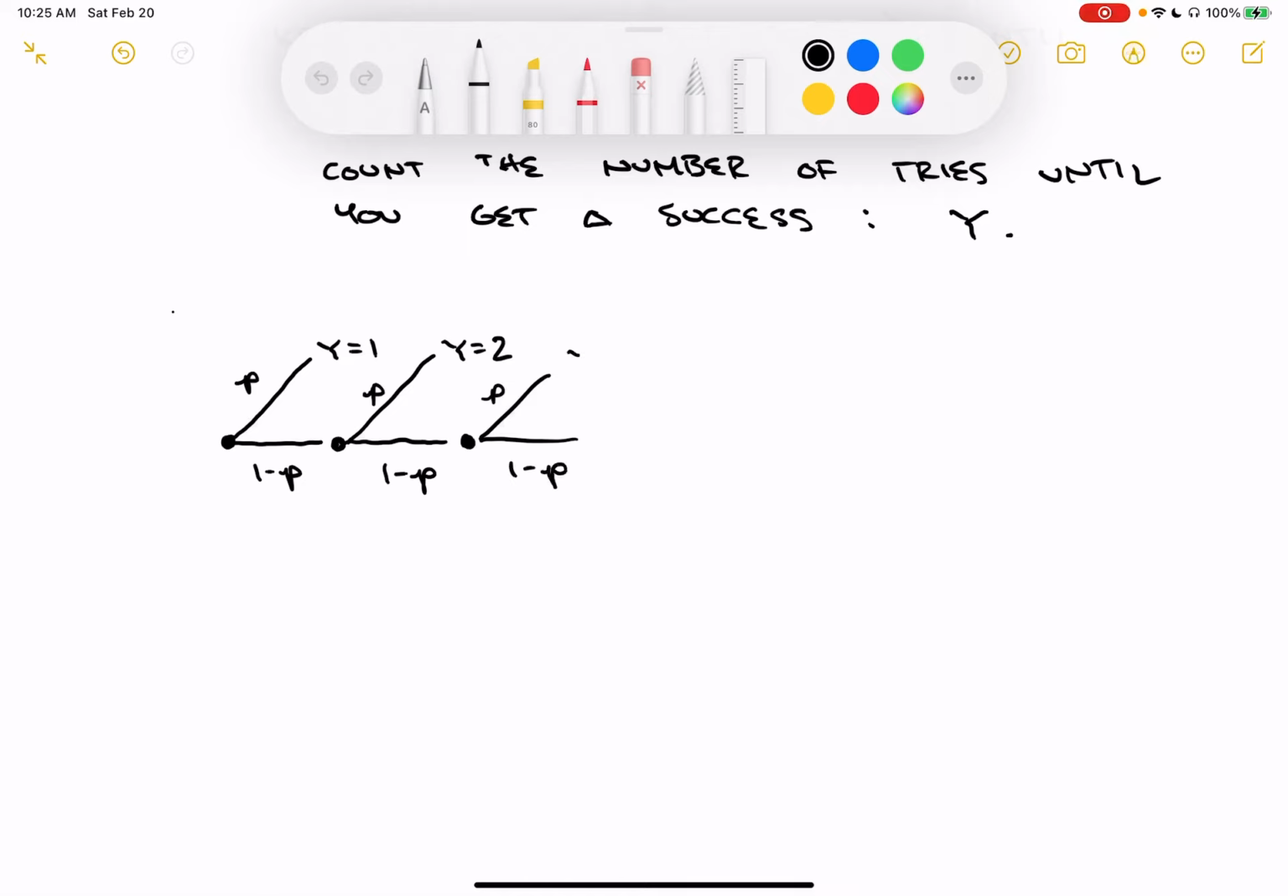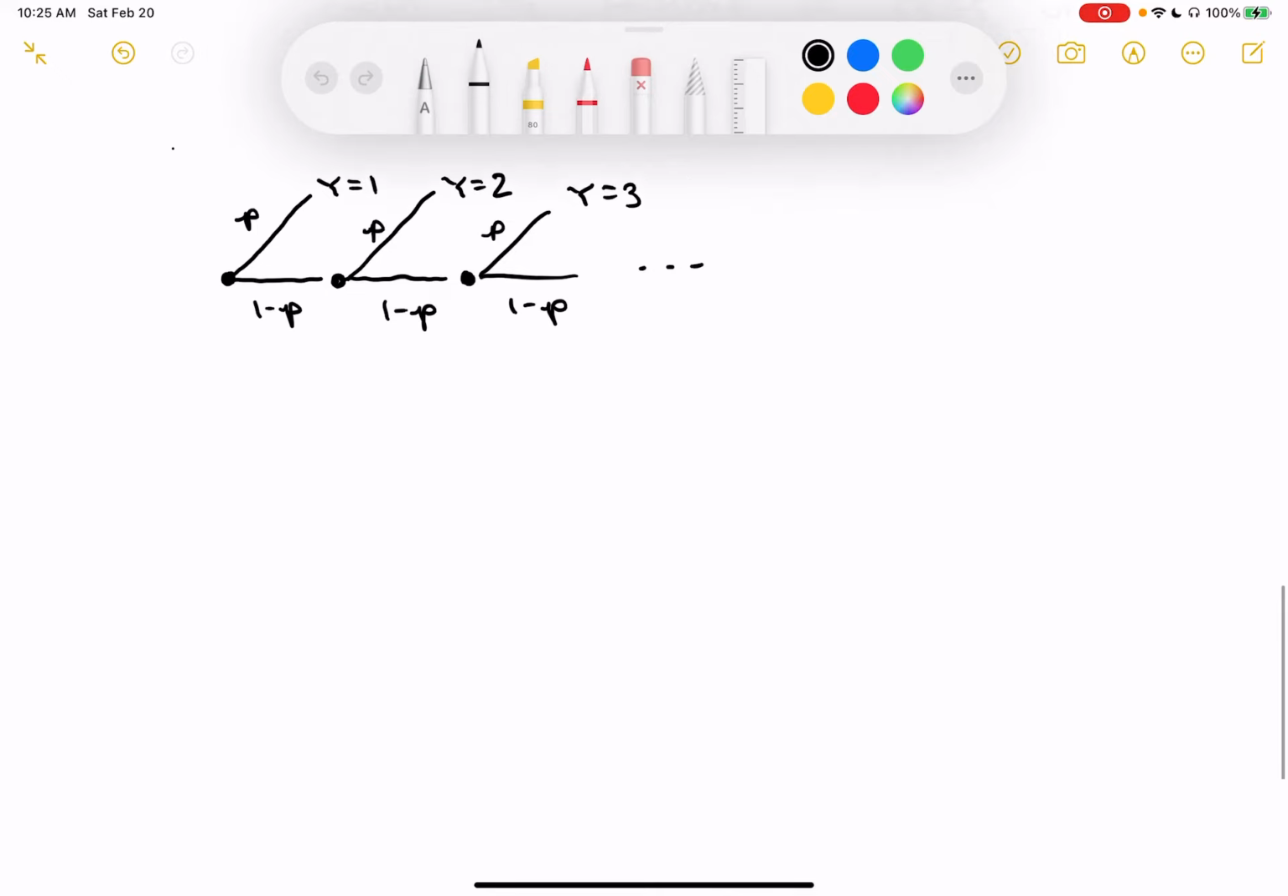If we happen to succeed on that third one, we'd get y equaling 3, and we can see the kind of pattern that's going on too. Okay, so this particular model can help us get that probability mass function that we're seeking for that random variable y. I will say that this guy's got a name. So this particular thing, this try until you succeed, is called a geometric random variable.